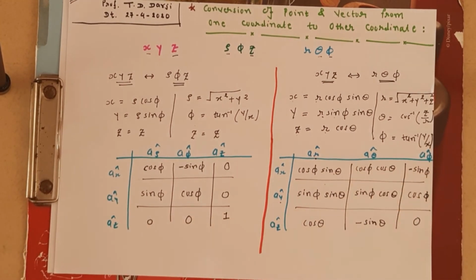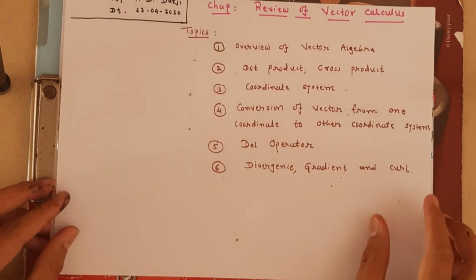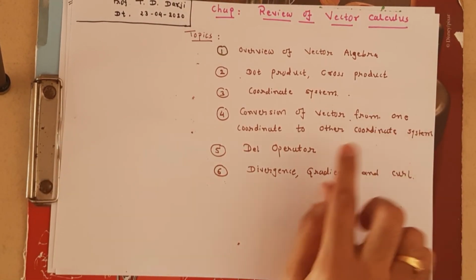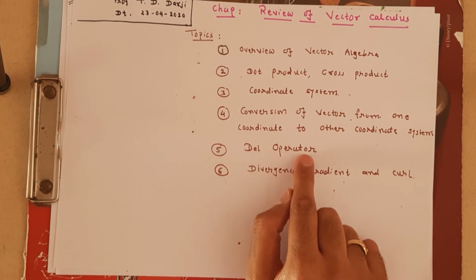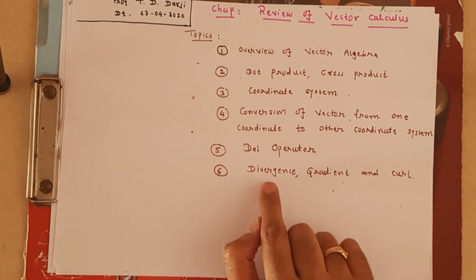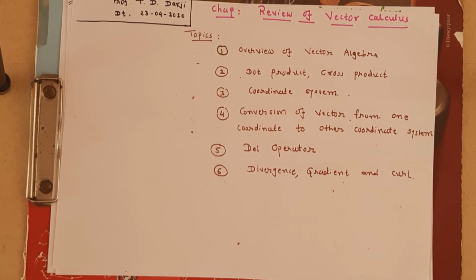Okay, so now we have finished this topic, which is conversion of a vector from one coordinate system to another. In the next lecture we will start with the del operator. It is important. And what do we mean by divergence, gradient and curl operations. Thank you.